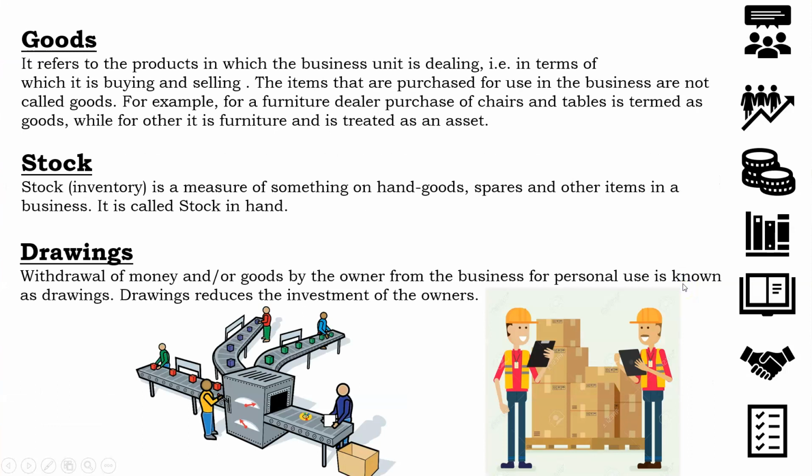Goods. It refers to the products in which the business unit is dealing, that is, in terms of which it is buying and selling. In my case, if I open a boutique, then suits are goods for my store. The items that are purchased for use in the business are not called goods. For example, for a furniture dealer, purchase of chairs and table is termed as goods, while for others it is treated as an asset. Okay.